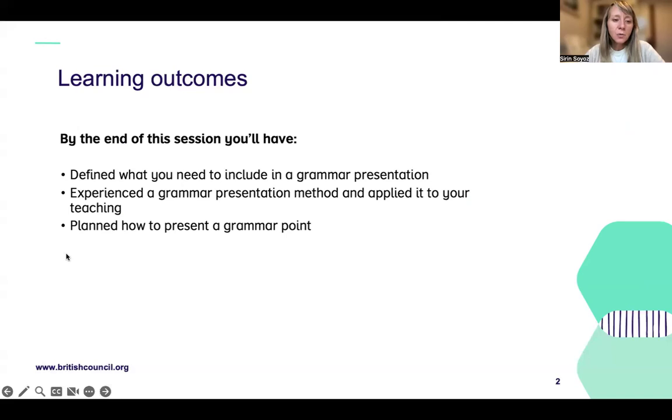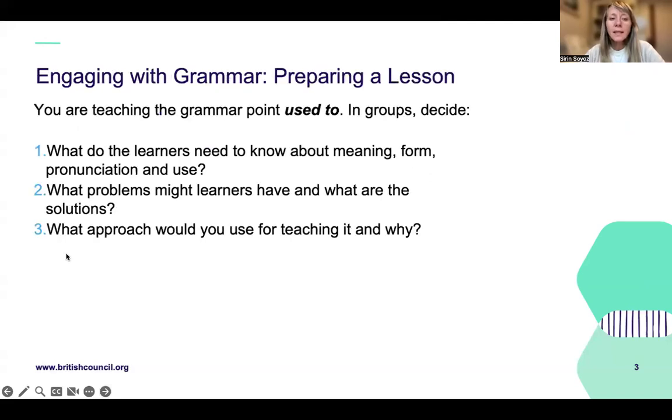Okay. So first of all, imagine that you are teaching the grammar point used to. In groups, decide what do learners need to know about the meaning, form, pronunciation, and use. And what problems might learners have, and what are the solutions? And what approach would you use for teaching and practicing used to?